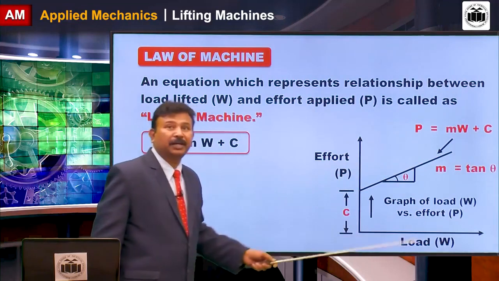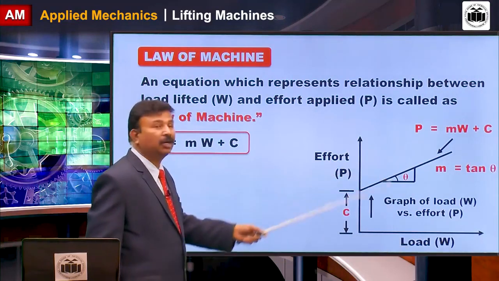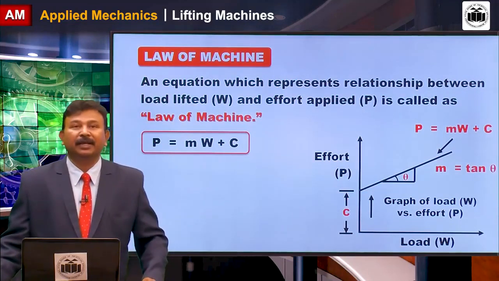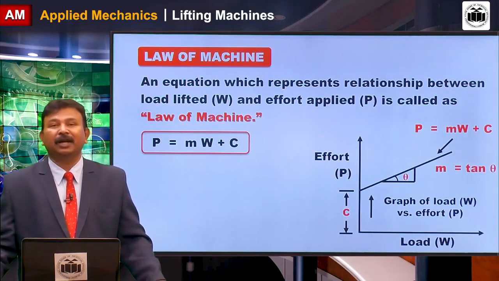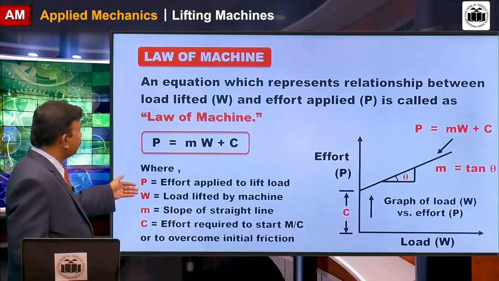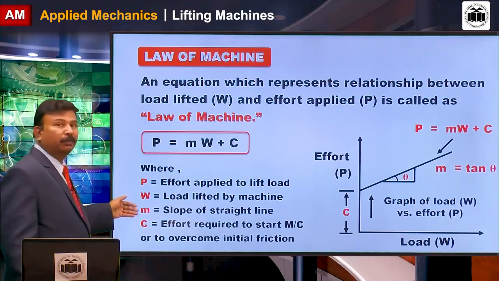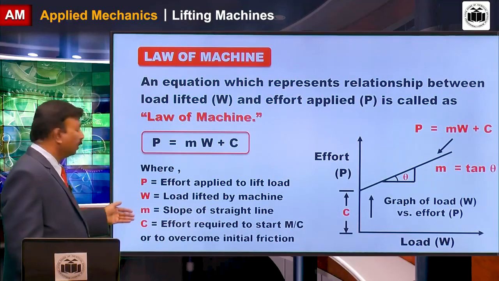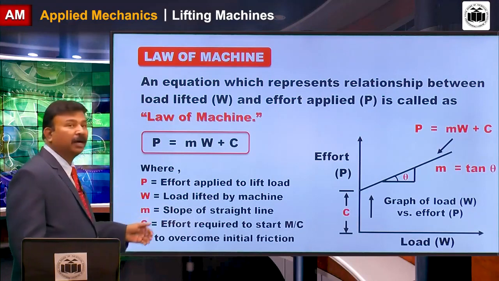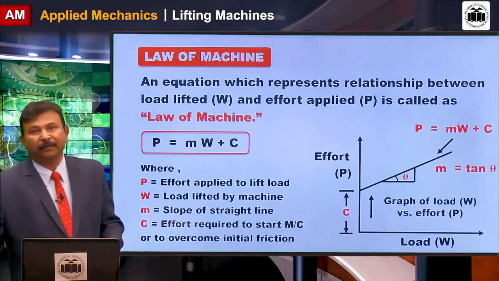And the equation of a straight line is P equals mW plus C. This P equals mW plus C is the equation of the machine. Now, P represents effort applied, W represents load lifted, m represents the slope of the straight line, and C is the effort required to start the machine.